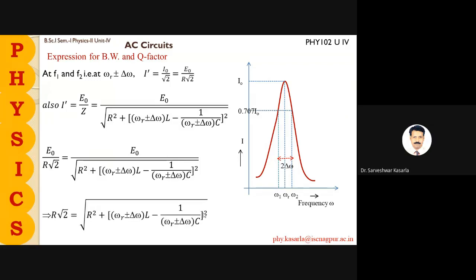Then, R root 2 is equal to the square root of R squared. Here the numerator is common. The numerator is the same, therefore we can equate the denominators. That is, R root 2 is equal to the square root of R squared plus (omega R plus or minus delta omega) L minus this much.